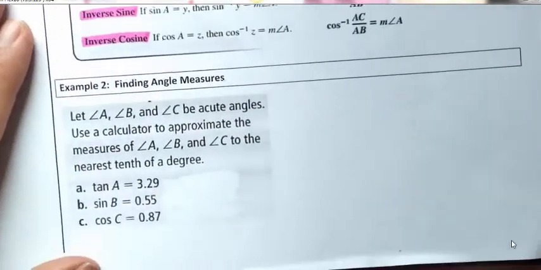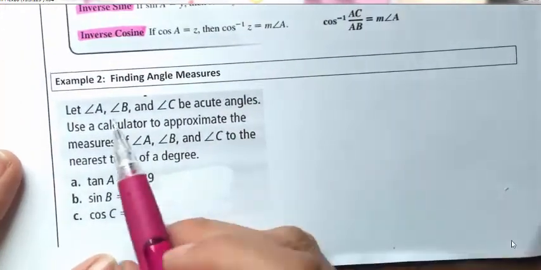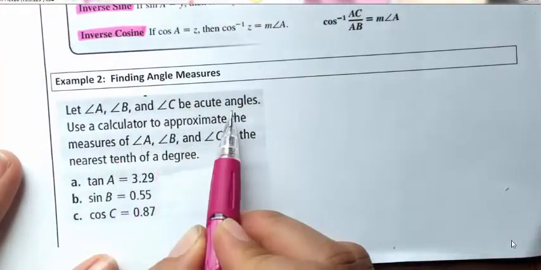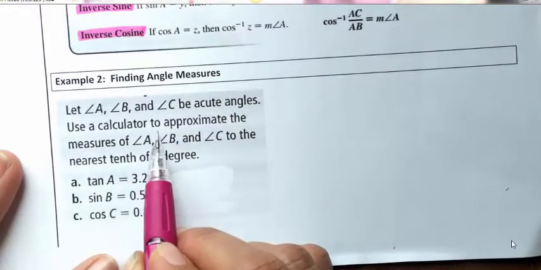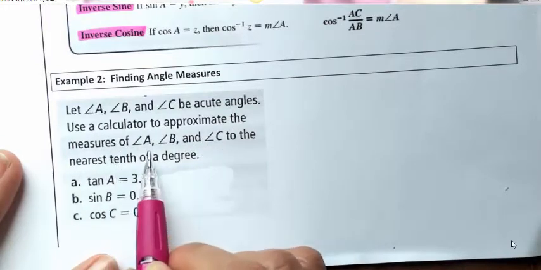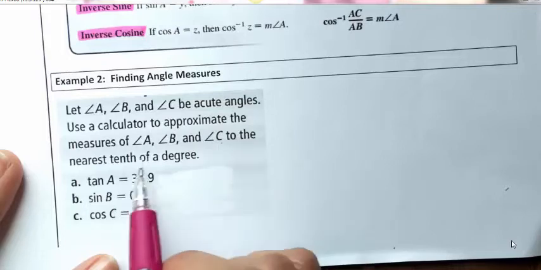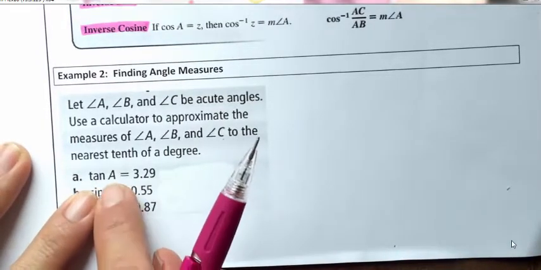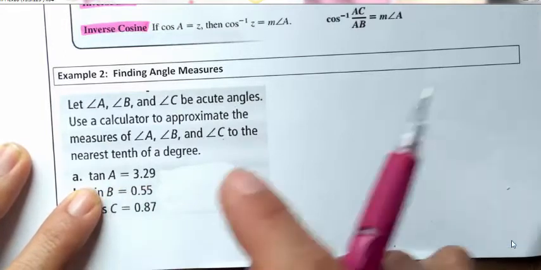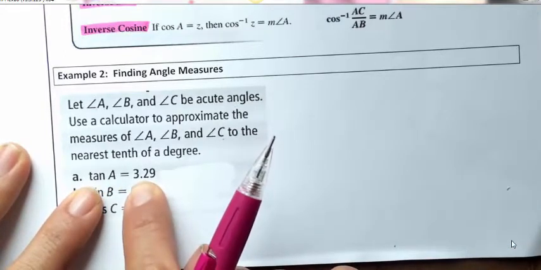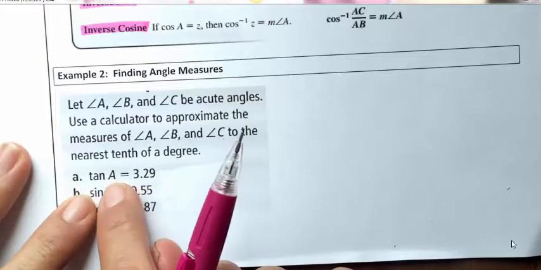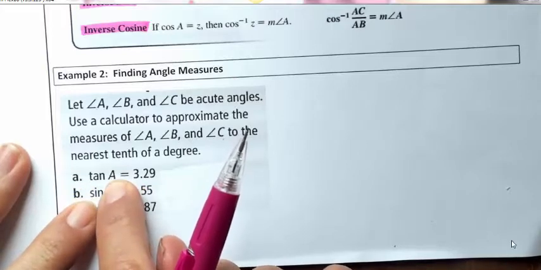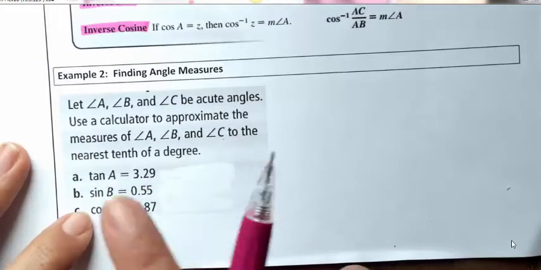All right. Example 2. Let A, B, and C be acute angles. Use a calculator to approximate the measures of angle A, angle B, and angle C to the nearest tenth of a degree. So they've already written out the ratio for you. So tan of angle A, which is opposite over adjacent, ended up giving us 3.29. So now we need to solve for A here, solve for B here, and solve for C here.